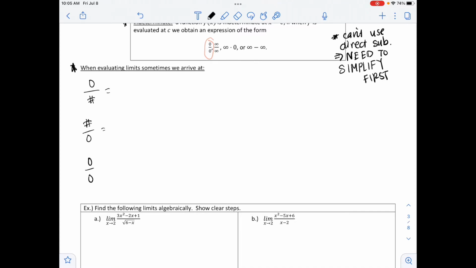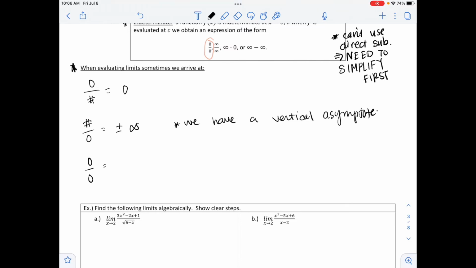And so a lot of times students get confused with these different scenarios. So let's just write them out. 0 over a number would just be equal to 0. And then a number over 0 means that we're going to have some kind of vertical asymptote. And so this is going to either be positive or negative infinity. And I'll put down, we have a vertical asymptote. And so this is either going to be approaching infinity or negative infinity.